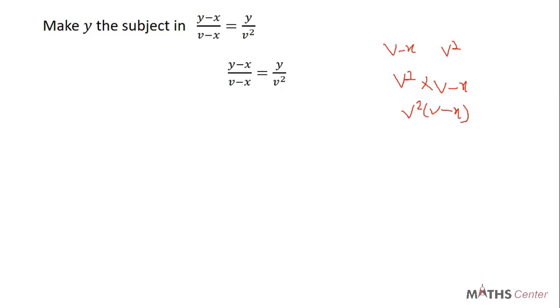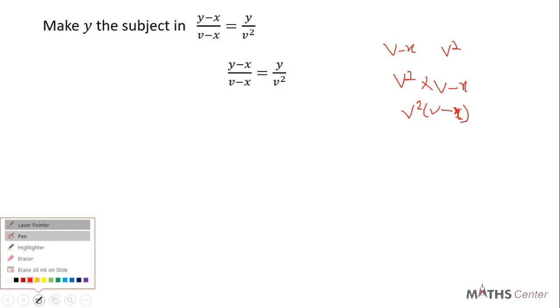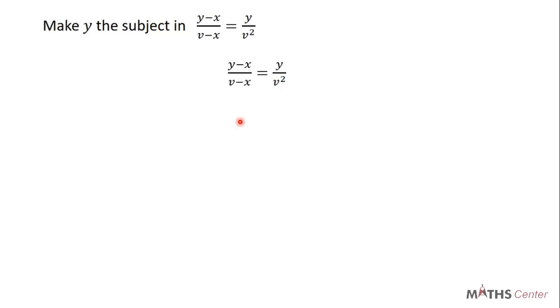So this will be the LCM that we'll be using, v squared times (v minus x). Okay, so after you found that, the next thing that you do is to multiply the LCM with each term in the equation. So this is one term and this is another term. So you multiply the first term by the LCM, which is v squared into bracket v minus x, and you multiply the second term by the LCM, which is v squared into bracket v minus x, as we have here.